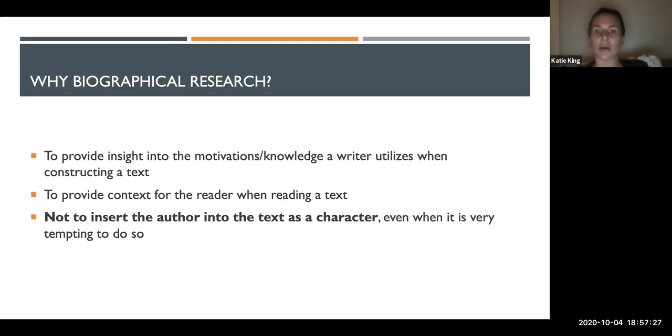But one thing you don't ever want to do is insert the author into the text as a character, right? Even when it's really, really tempting to do so. With fantasy novels, it's easy, right? George R.R. Martin is clearly not Khaleesi. But sometimes when we deal with more realistic fiction, people really have trouble differentiating between the author and the protagonist or narrator, right? One story I teach is James Baldwin's Sonny's Blues.